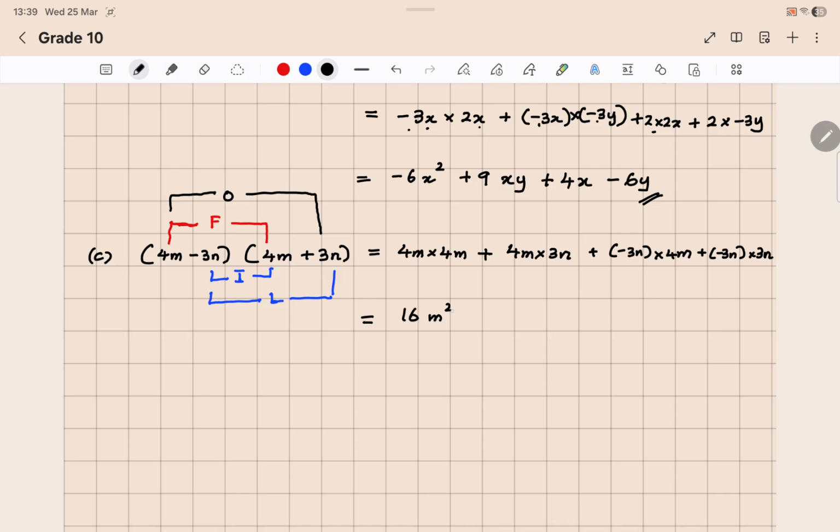Right, so now simplify. 16m squared plus 12mn minus 12mn minus 9n squared. So what happens? Middle terms cancel out and you are left with 16m squared minus 9n squared. Right, okay, that is part C. Next we'll look at part D.